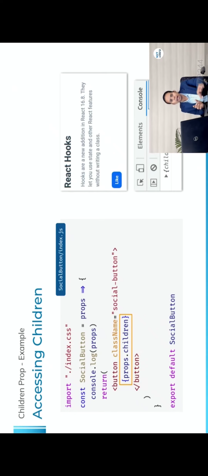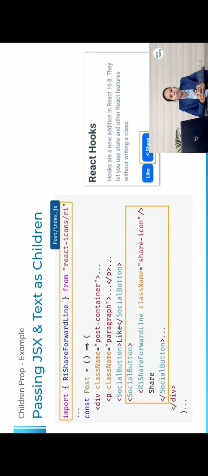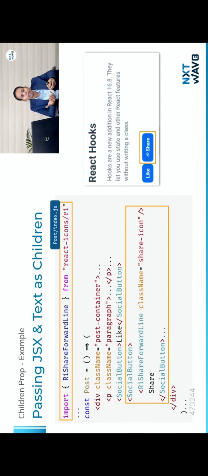Okay, so we'll see some more examples regarding this. So here you can see we are adding a share icon and also the share text. As we understood, we can add JSX, we can add text, whatever we mention between that opening and closing tag of the component will be passed as children. Okay, you can see here we have the share icon that is being passed, and also the share text.